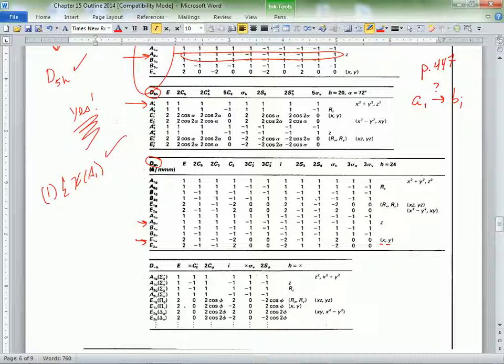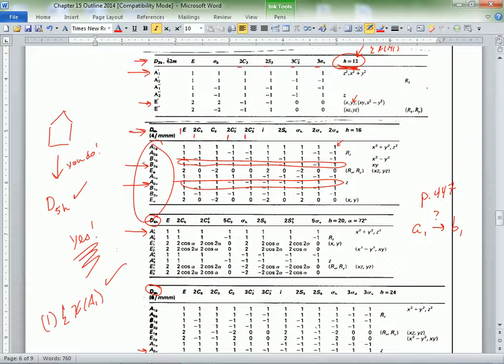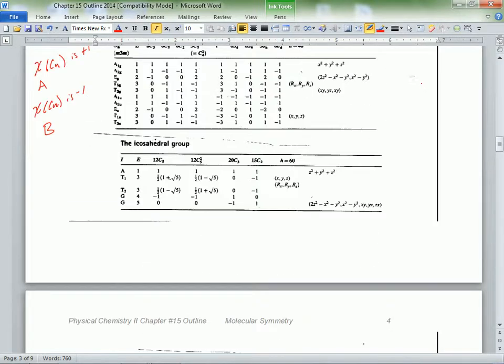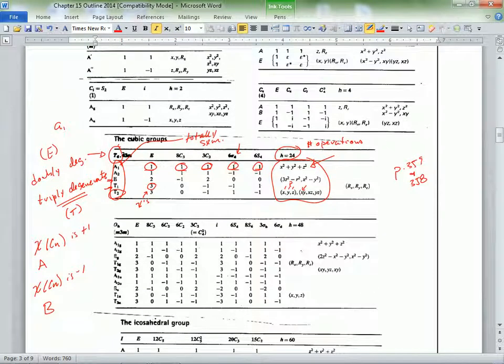Example 15.7. Let's try this one. Let's just work this one out completely. On example 15.7, I'm on page 447. Is px to py an allowed transition in a tetrahedral environment? We were playing around with the tetrahedral point group earlier. Where did it go? Okay, here it is. Let's clean it up.